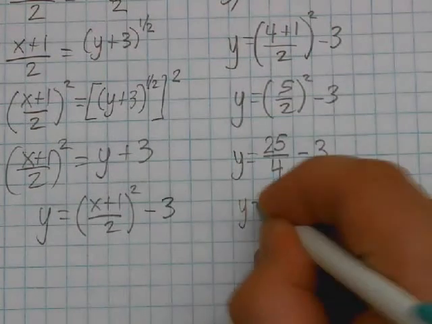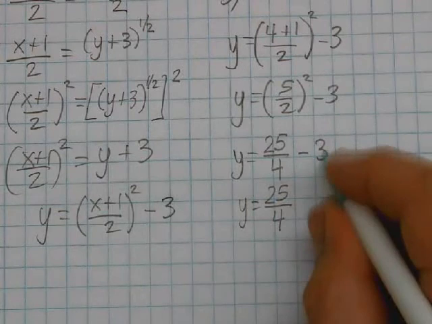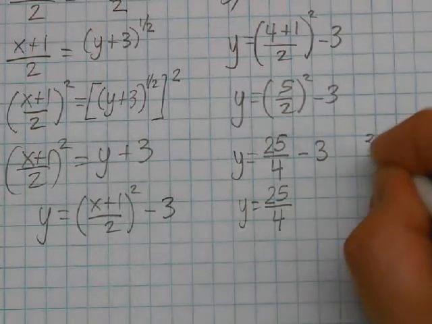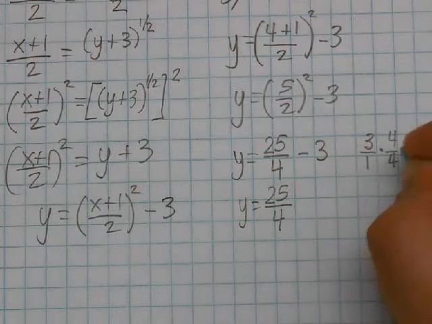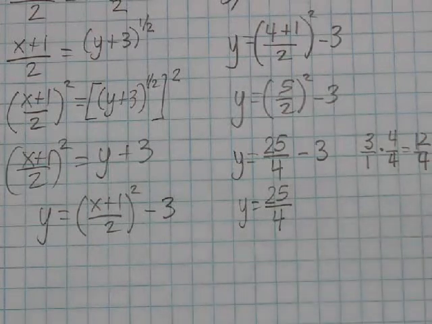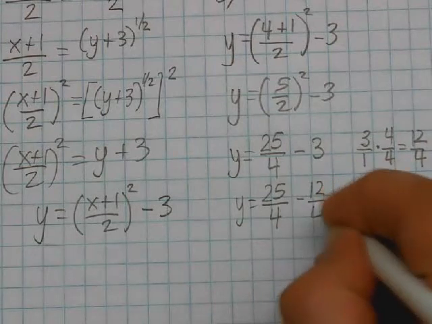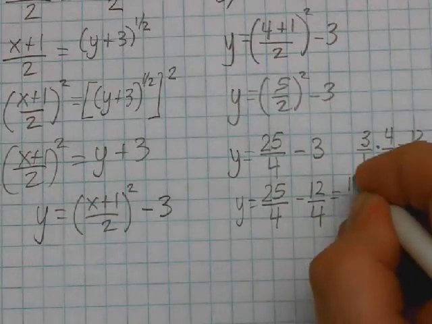Now, you can do this in the calculator, but I don't mind doing a little fraction review. If I want to combine these fractions, I need to find a common denominator. So I know that 3 times 1 is equal to 12/4. Notice that my special form of 1 was written as 4 over 4. So my answer is 13/4.